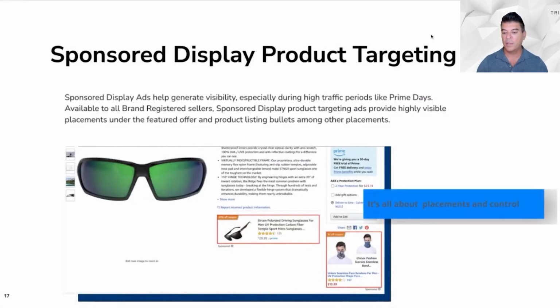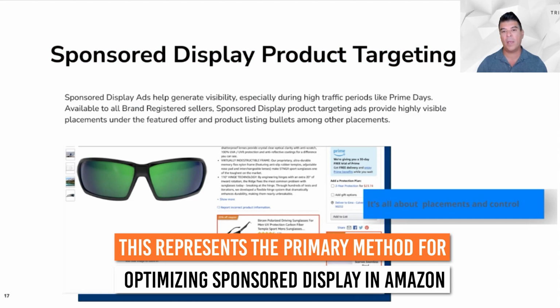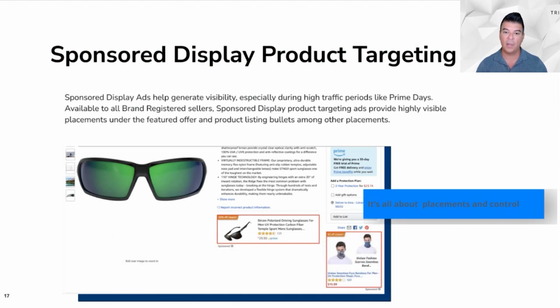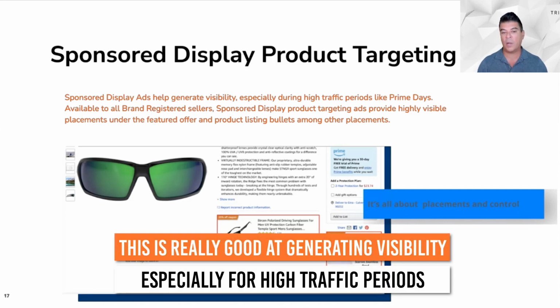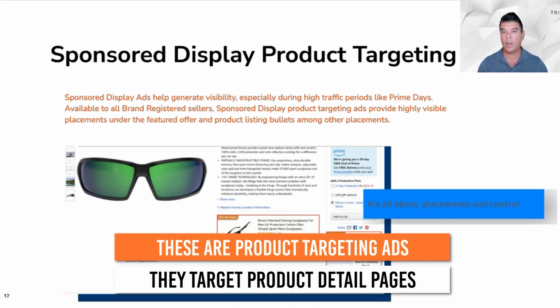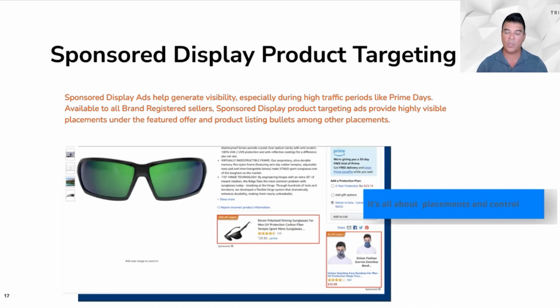So number one, just explaining what sponsored display and what product targeting is. This is pretty much the main way to leverage sponsored display in Amazon, your contextual targeting. Now, this is really good at generating visibility, especially for high traffic periods like Prime Day, like we just had, or the holidays, which are coming up. Now, these are product targeting ads, which means they target product detail pages, so the actual listings, not the search results page, like I was showing you with sponsored brands and, of course, sponsored products.